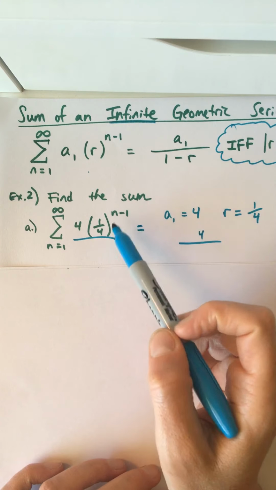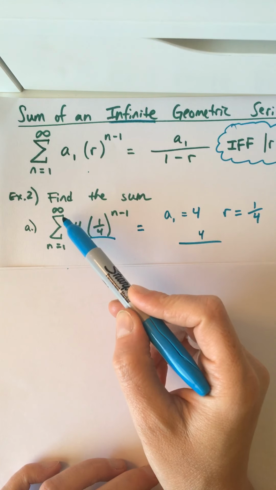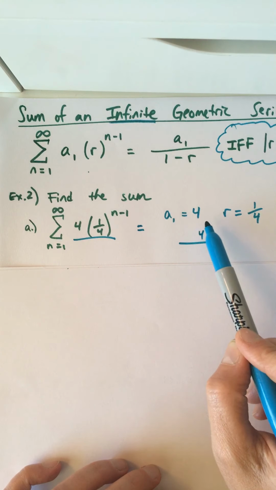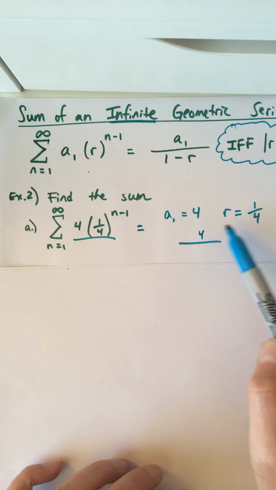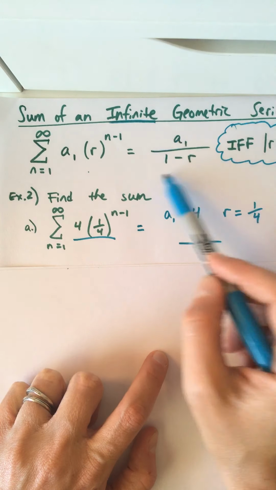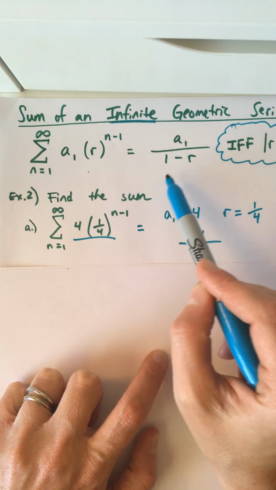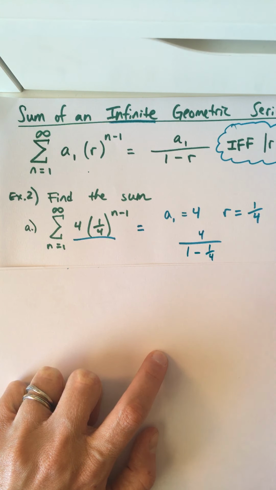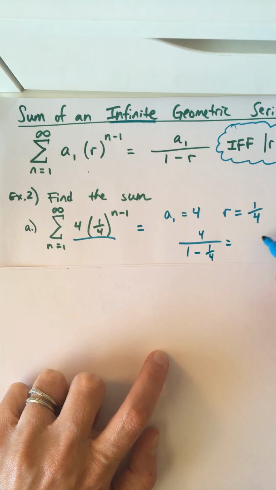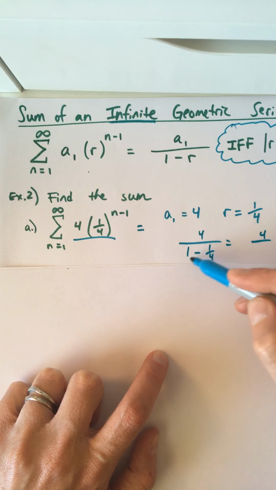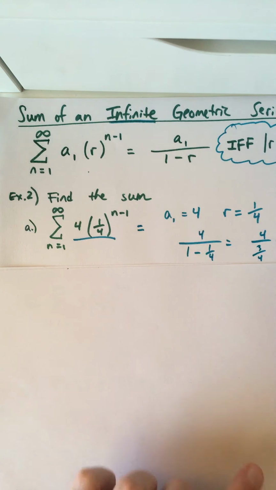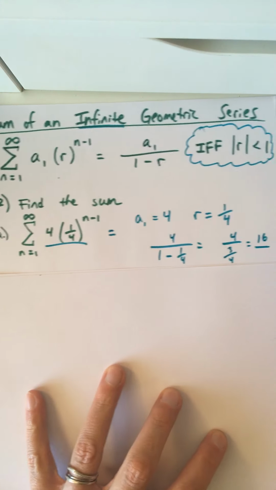We're talking about finding the sum from n equals 1 to infinity of this expression. And we had our first term equal 4 and our common ratio as 1/4, and now we're using this formula, a1 over 1 minus r. So we've got 1 minus 1/4. And all we've got to do is simplify. We can turn this into 4/4, so 4 minus 1 is 3/4. And if we multiply by the reciprocal, we get 16 over 3.